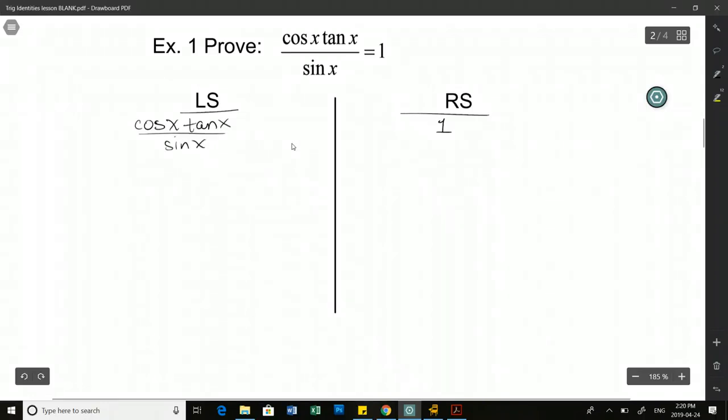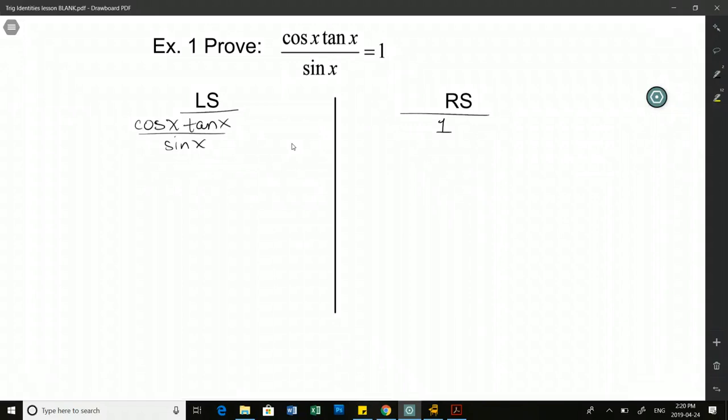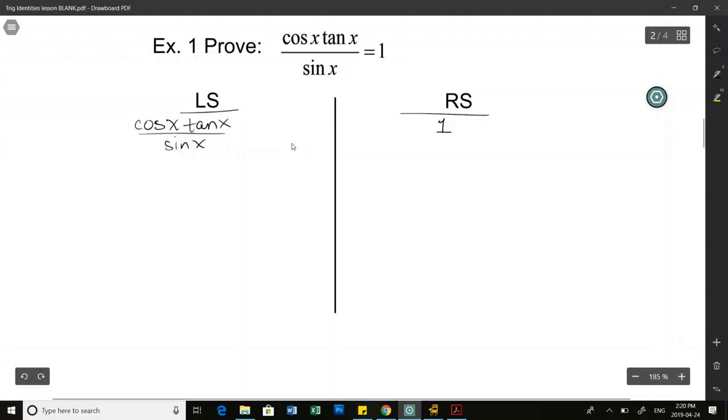And now that I've done this, you cannot cross things over either side. You cannot square both sides. You can't do any of that. Okay? So we're working with these completely separately. Okay, so 1, there's not a lot that I'm going to be able to do with that. So usually my best course of action would be to start with the more complex looking side. So we're probably here going to start with our left side.